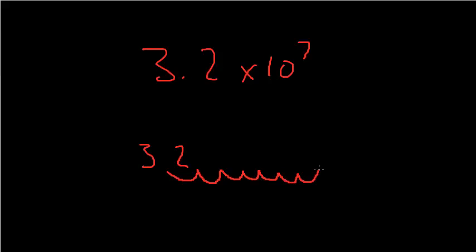So let's say I had 3.2 times 10 to the 7th power. To convert this back to regular notation, I would take my 3, my 2, and then I need to remember that that decimal place now goes to the right 7 places. So 1, 2, 3, 4, 5, 6, 7. And I fill in all these extra spaces with zeros. So I have 32 million from 3.2 times 10 to the 7th.